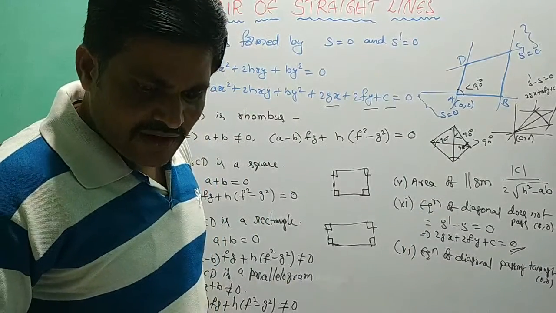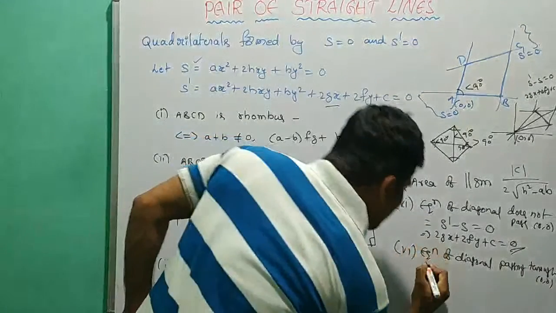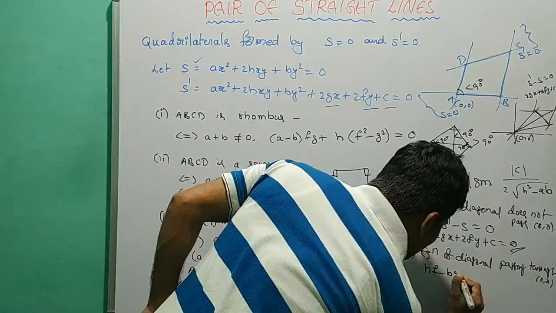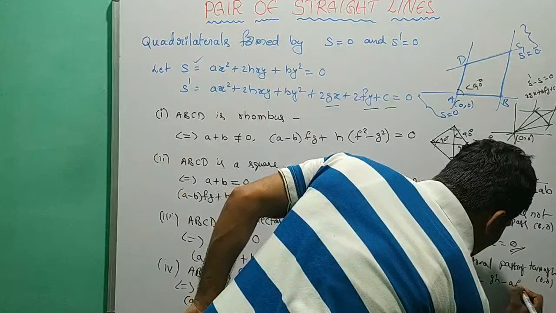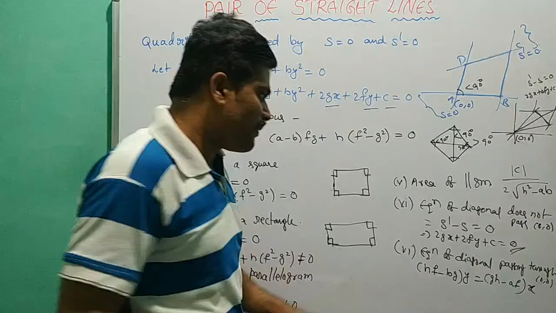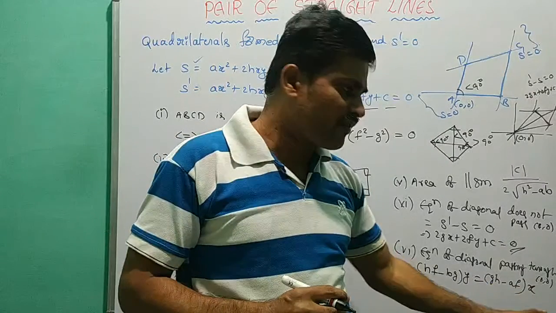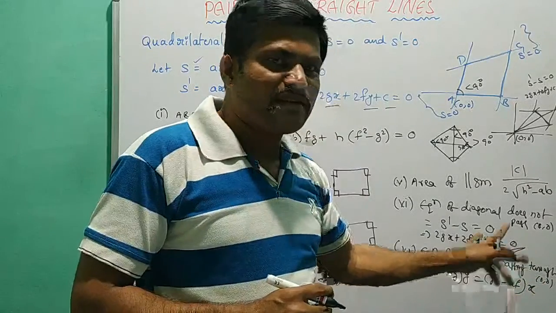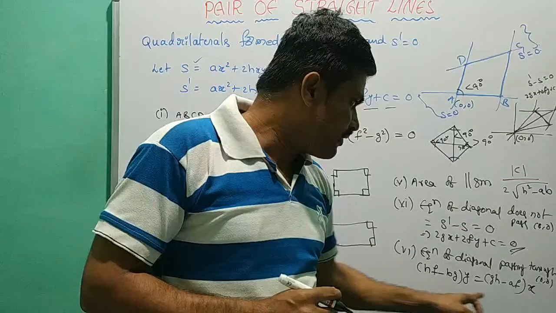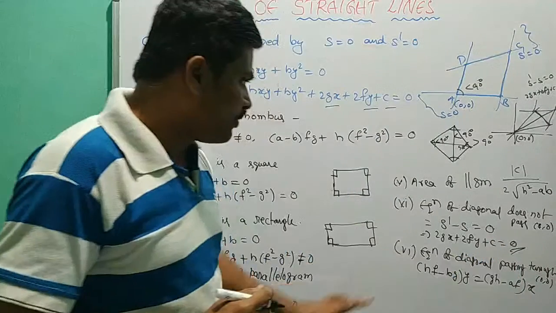That equation is (hf minus bg) into y equal to (gh minus af) into x. So this diagonal is passing through the origin, and the other diagonal does not pass through the origin, in that there is a constant.